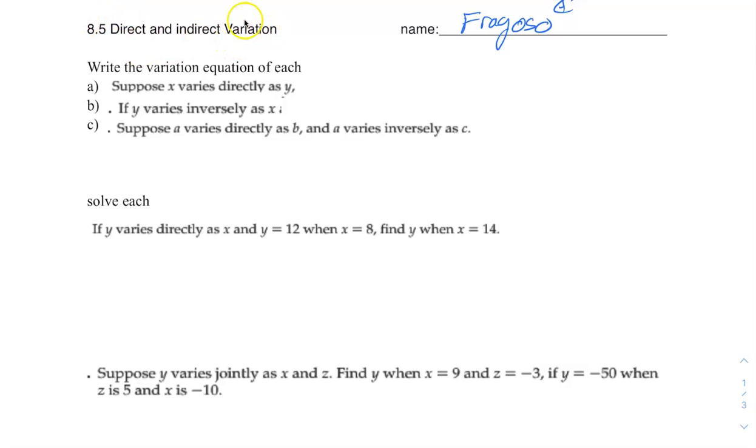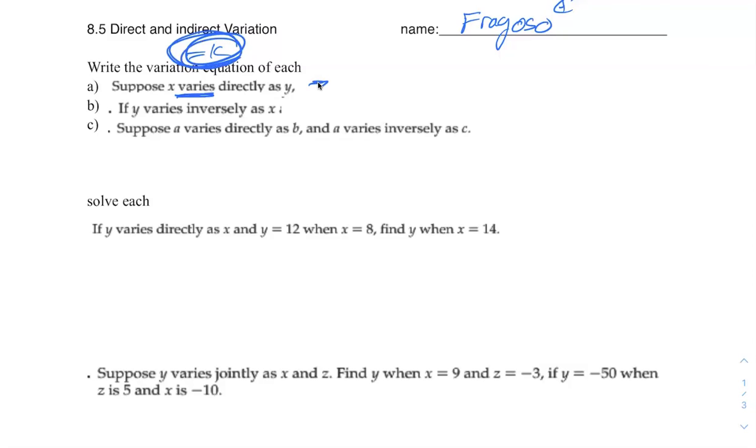8.5 direct and indirect variation worksheet. Let's go through it. Write a variation equation for each. So suppose x varies directly as y. The key here is that varies means equals k. K is a constant of variation. So all of these should have a k in them. K should always be in there.